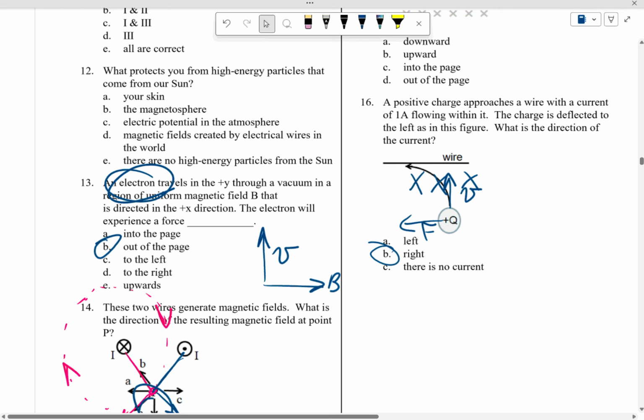What, did I do it wrong? Let me double check. It wouldn't be into. V, yeah, it is into, but it's an electron. Oh, so I take the opposite. See, that's why I did this circle right here.